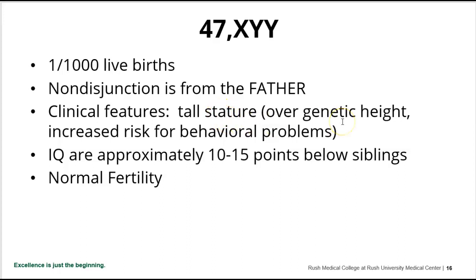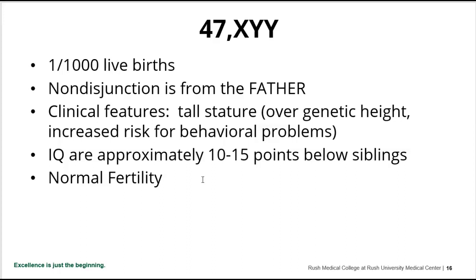Tall stature for genetic height, IQ sometimes a little bit lower than siblings. They talk about some behavioral problems, but they have normal fertility. When they first started looking at chromosomes, there were institutions where one floor had kids with Down syndrome. So they drew all their chromosomes. They had a clinical diagnosis of Down syndrome, and they said, oh, all these kids have an extra chromosome 21. And they'd have other kids that they would draw and say, oh, they have this.